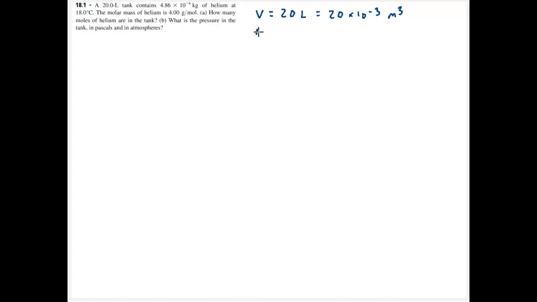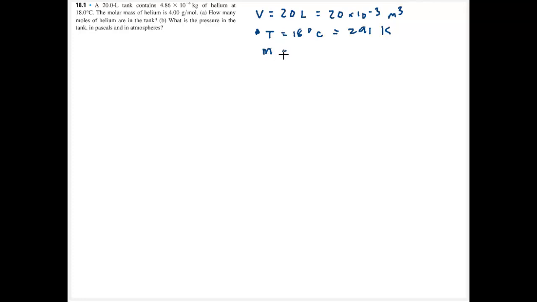We know that it's going to be at a temperature of 18 degrees Celsius. We always want to work in Kelvin, so we're going to add 273 to that and come up with 291 degrees Kelvin. We know it's got some helium in there.